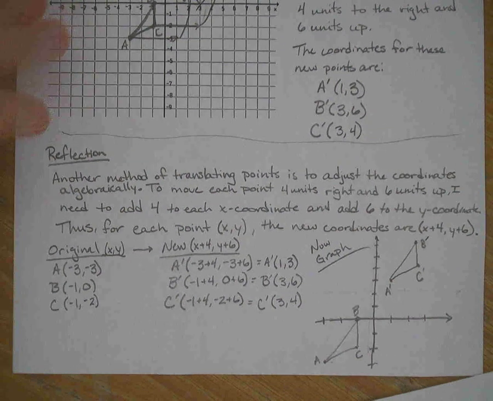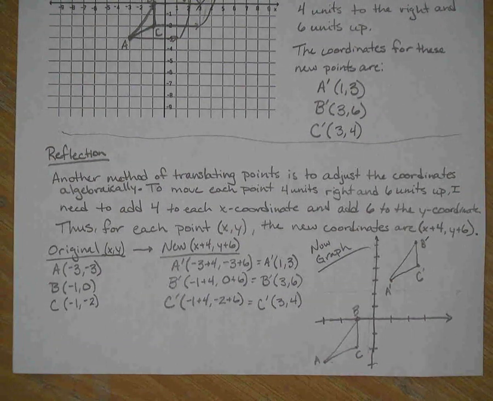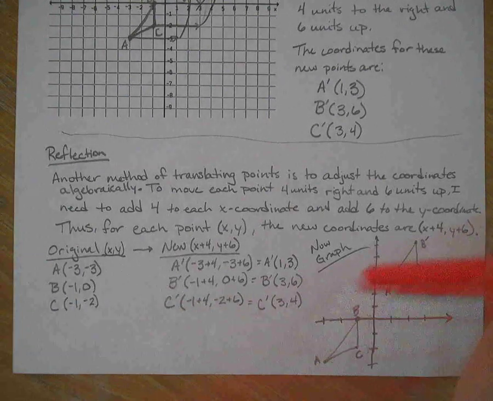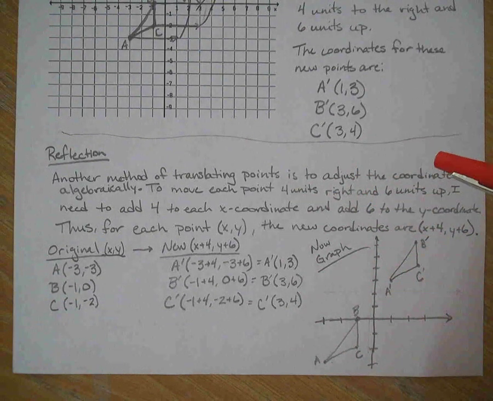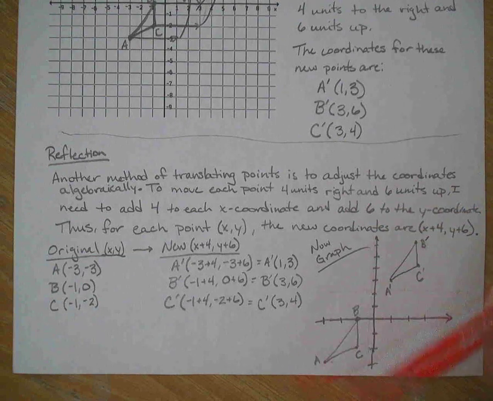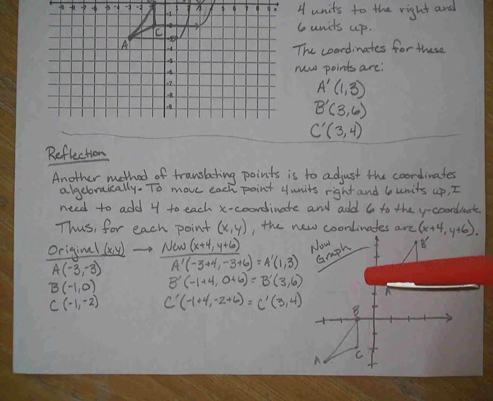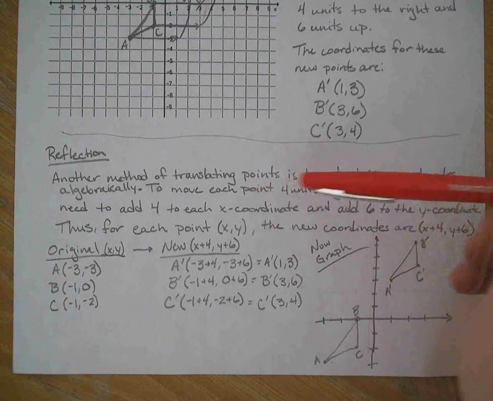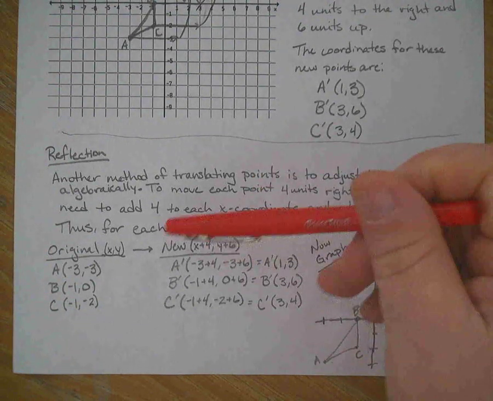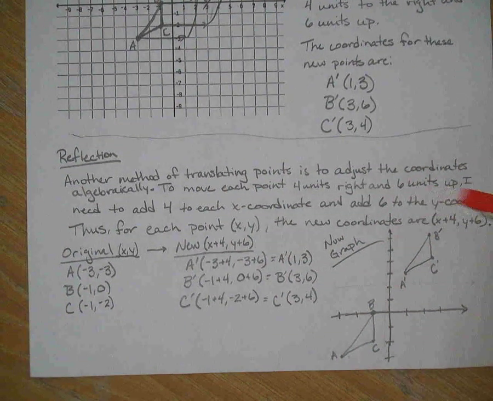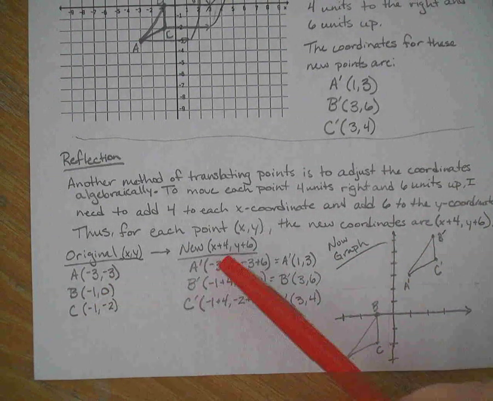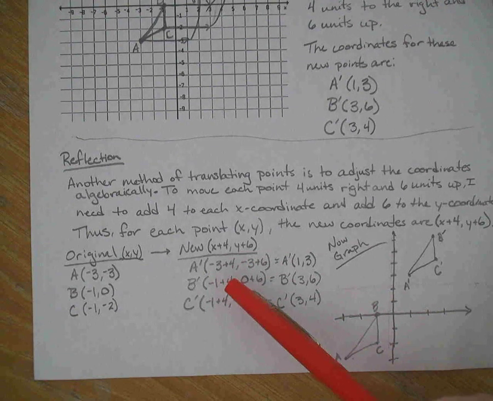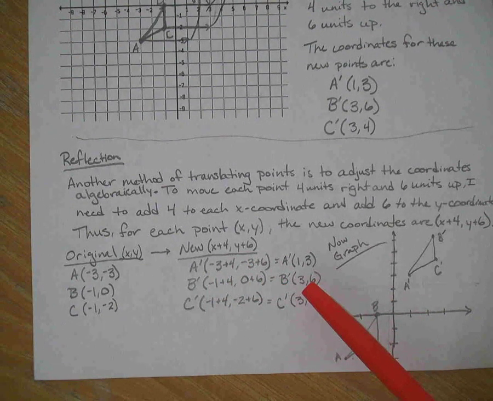A big part of the reflection, I always say, turn the paper over and do the problem again. That can work. You could do that same thing on your reflection, but notice here I say another method of translating points is to adjust the coordinates algebraically, meaning add or subtract numbers from them. And I talk about to move each point 4 units right and 6 units up, I need to add 4 to each x coordinate and add 6 to each y coordinate. And then I give a little table that shows the original, and then I'm going to work out adding 4 and adding 6 and what that does to my points.